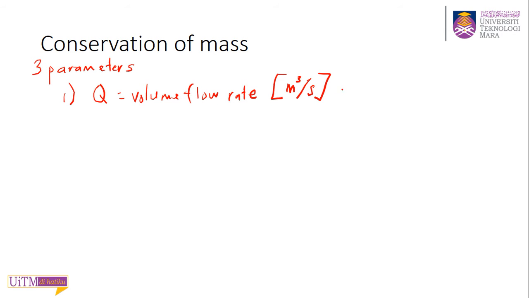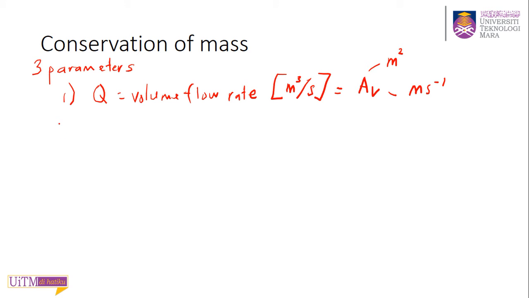And the equation for Q is A, the area, times V, the velocity. The area has the unit meter squared and the velocity is meter per second. When you multiply the area with velocity, it gives you meter squared times meter per second, which is meter cubed over time. So that's the first parameter you need to understand.